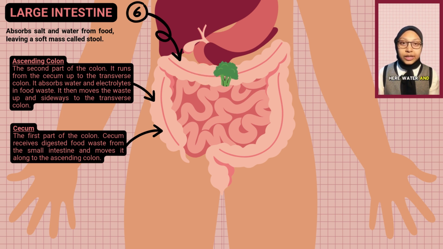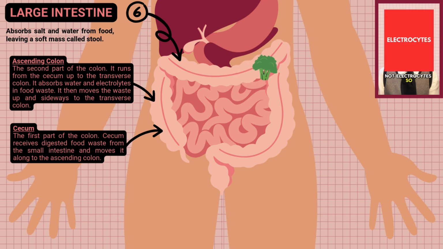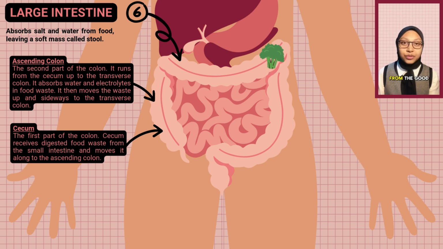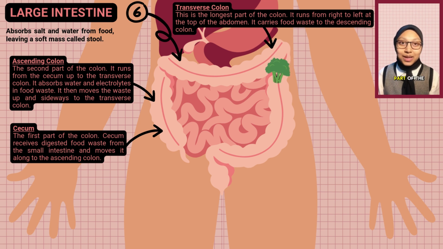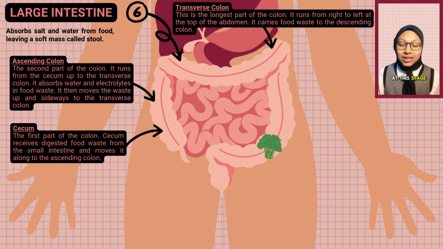Here, water and electrolytes are absorbed from the waste. The transverse colon is the longest part of the colon and runs from the right to the left side of the abdomen. It continues to carry the food waste while absorbing any remaining water and electrolytes. At this stage, the waste is getting closer to its final form as stool.